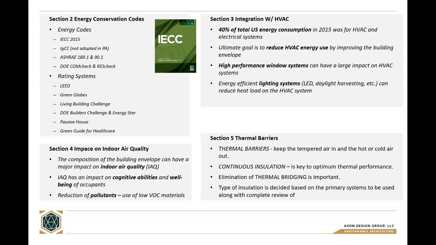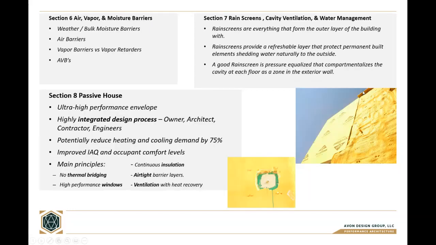The indoor air quality is talked about in section 4, how the envelope can have a significant impact on indoor air quality, as well as keeping the conditioned air in and unconditioned air out. Section 5 talks about thermal barriers and how we need to have continuous insulation around the envelope, as well as section 6, which focuses on air, vapor, and moisture barriers.